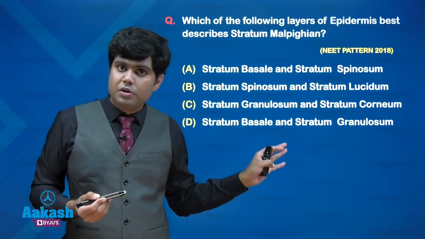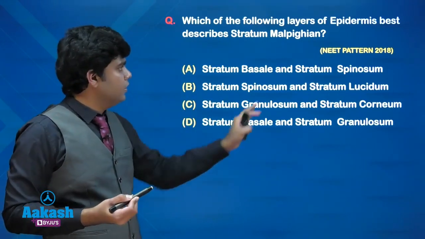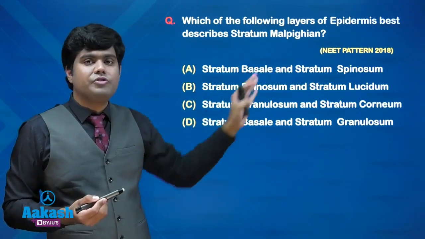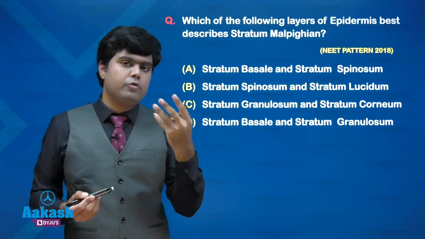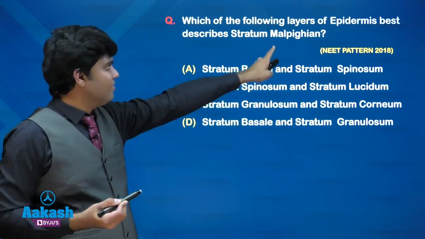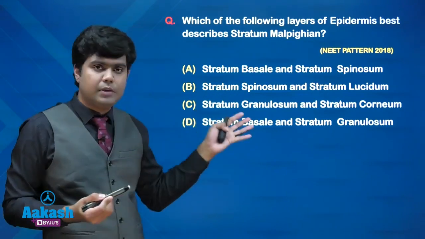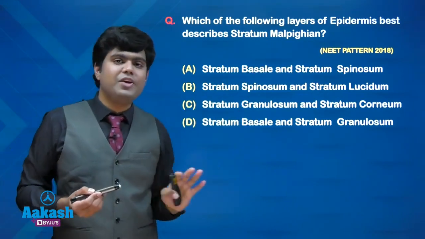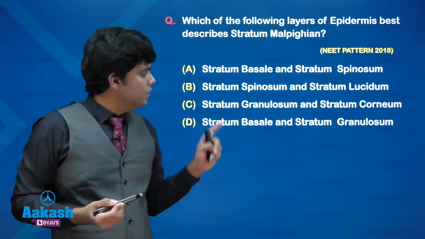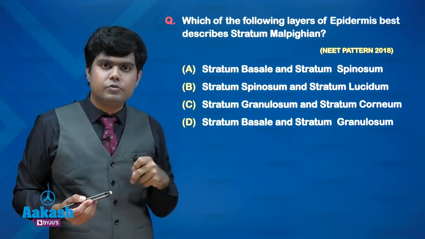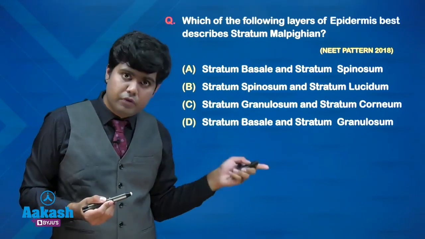So another question we have here, important question. It is asking about stratum malpighian. We have talked about 4 layers of epidermis. In that, stratum malpighian is which one? The question is asking the same. So stratum malpighian is a combination of 2 layers. So out of this, what is the answer? At the time of exam, it becomes confusing.